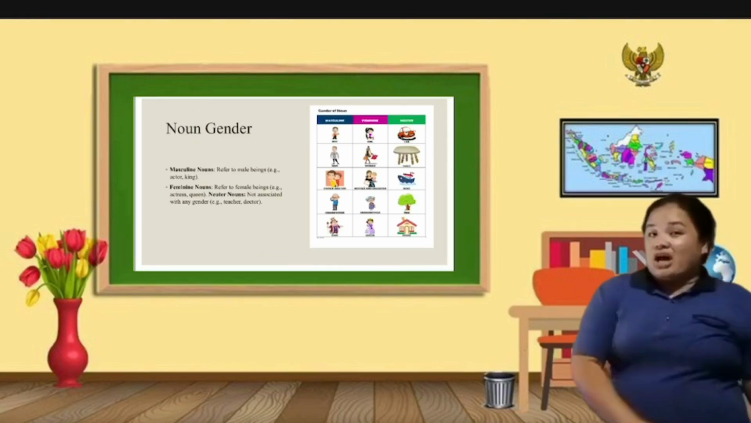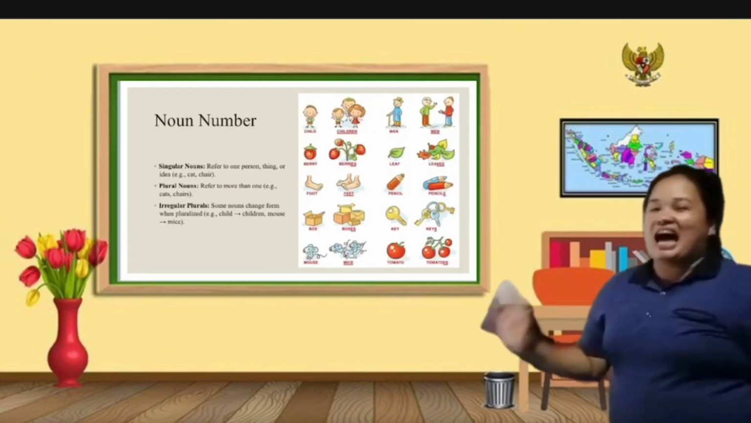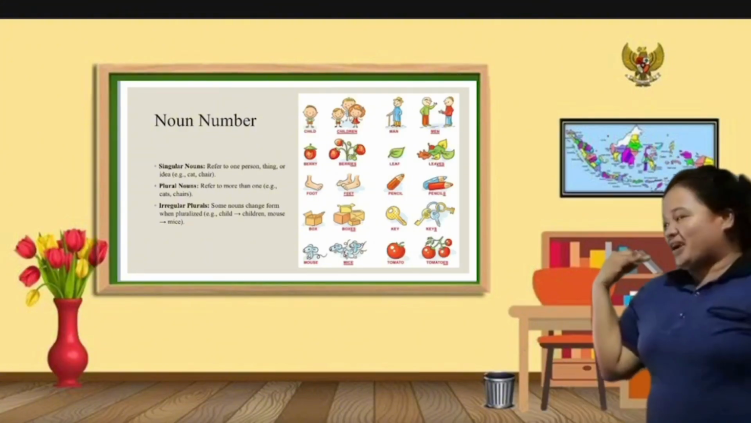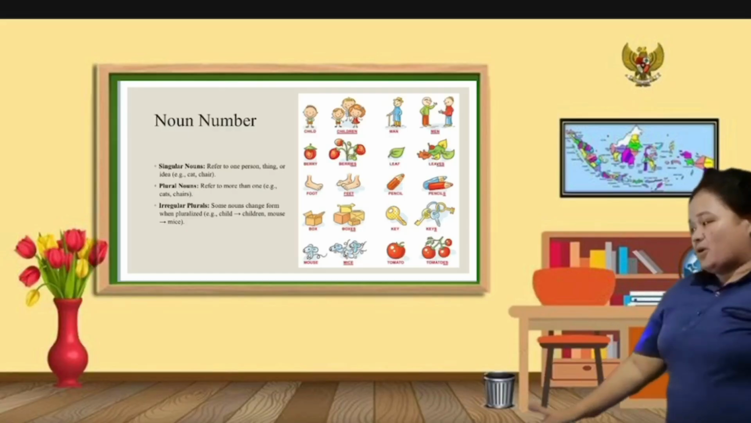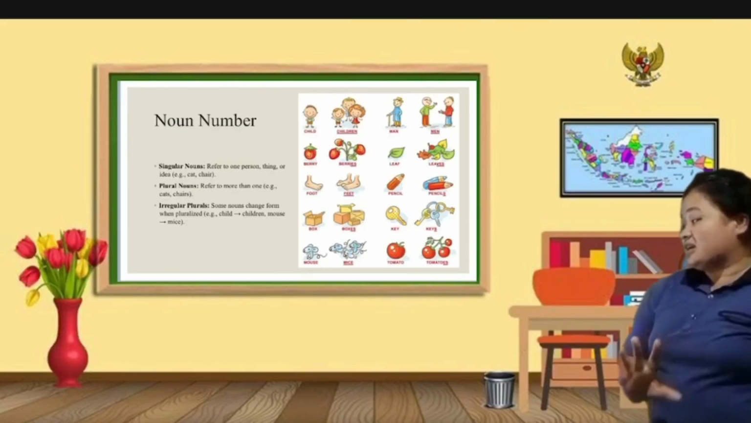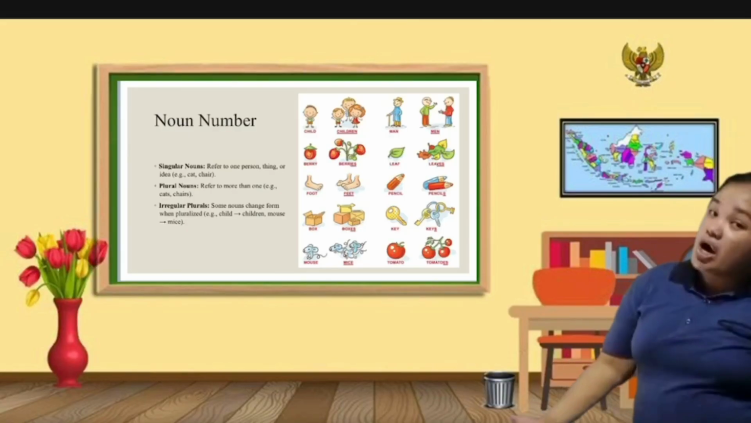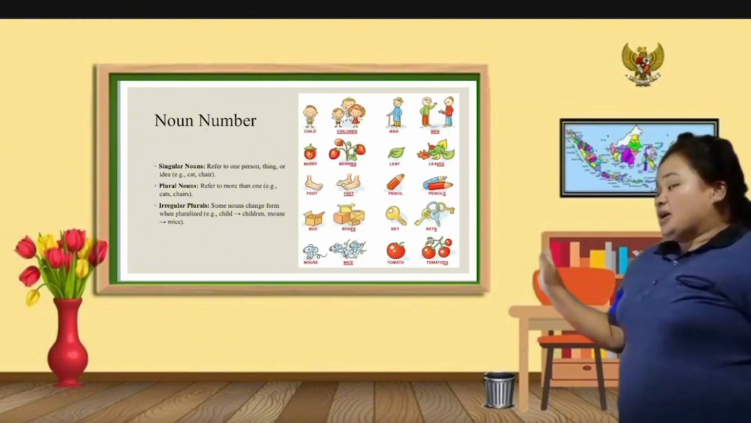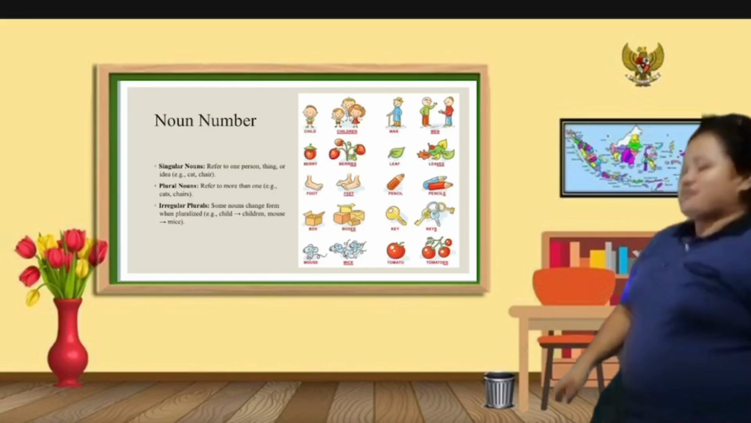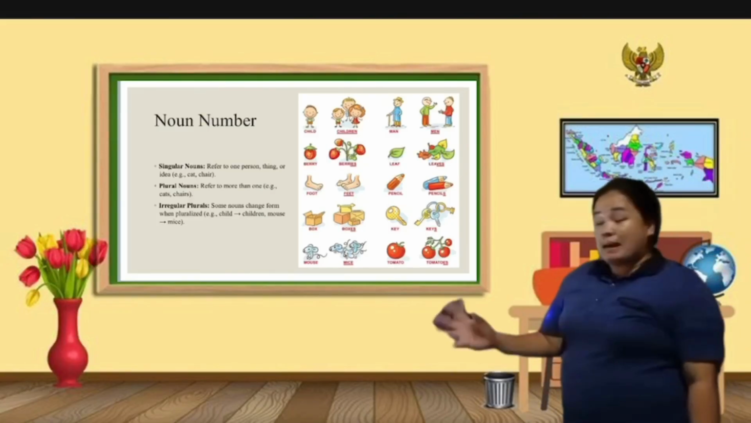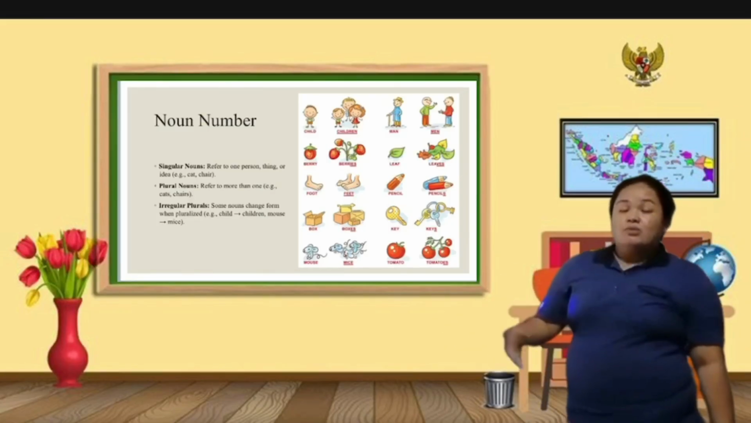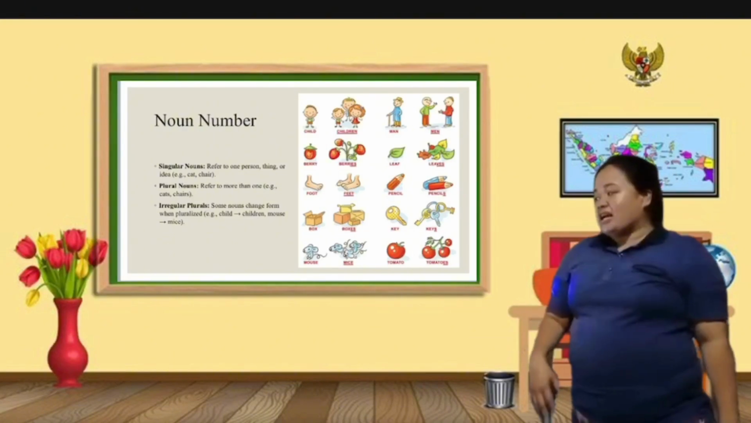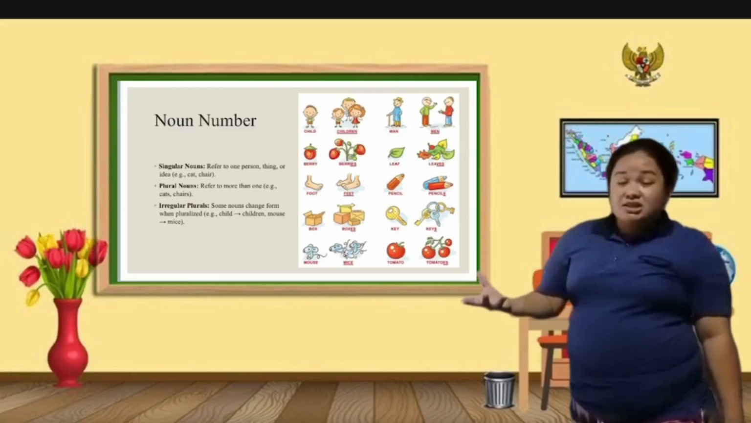And aside from our noun gender, we have also the noun numbers. So we do have the singular noun, the plural nouns, and the irregular plurals. So singular nouns refer to one person, of course. Singular, so one person. Plural nouns refer to more than one. Very good, children. So for example, cat. What's the plural form of the noun cat? Cats. How about chairs? Chairs, doctors.